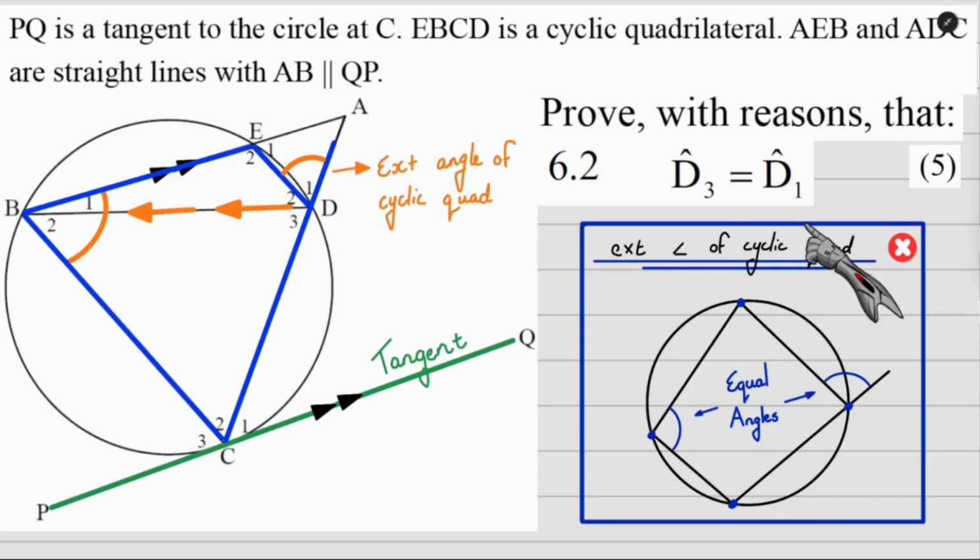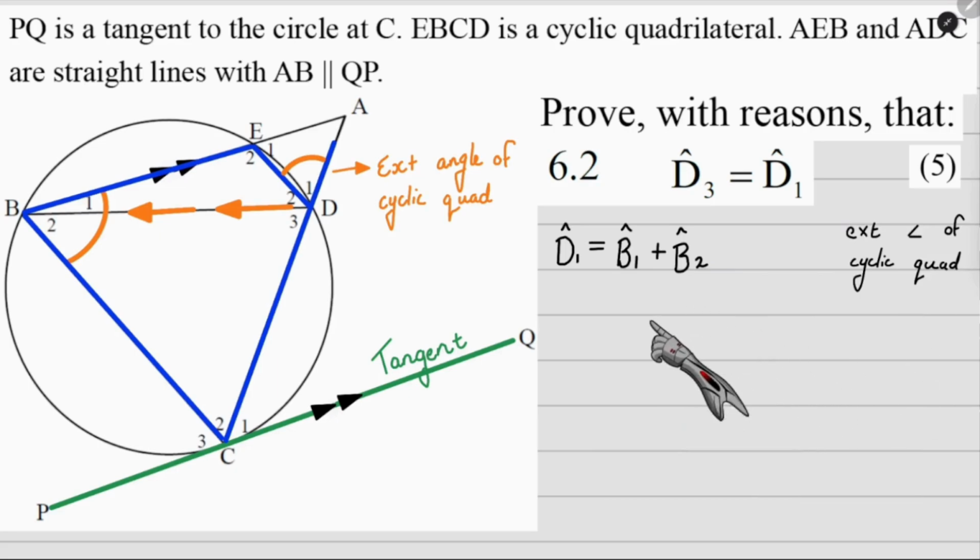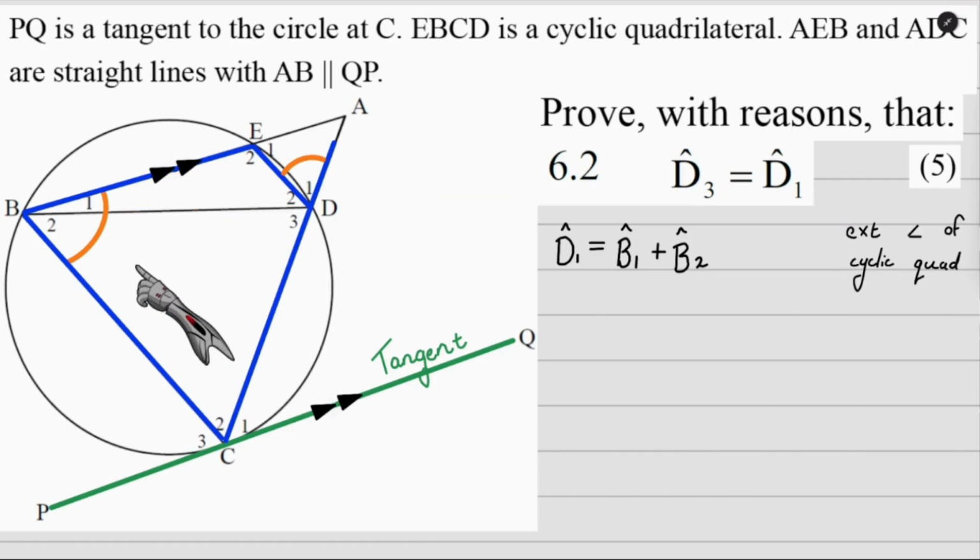So let's get that written up. And we just write it up like this. D1 equals B1 plus B2, exterior angle of cyclic quad. Now I'm going to see what I can do with this orange angle. And look what that orange angle is touching. It's touching a parallel line. So I can do a Z with that orange angle.